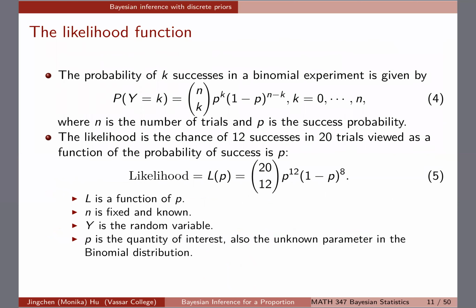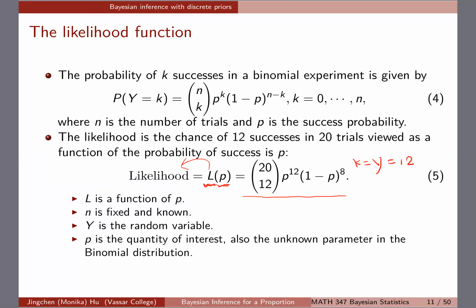So the likelihood in this case, because we have 12 successes in 20 trials, will be a function of the probability of success p. And typically, we write what I show here in equation 5, where the unknown parameter is p in this case. And we're trying to express the likelihood, so we use capital L to denote likelihood, and then in the parentheses, we write whatever the unknown parameter is. So this is an application of the PMF that we covered, with the knowledge that small y, or k in this case, is 12.